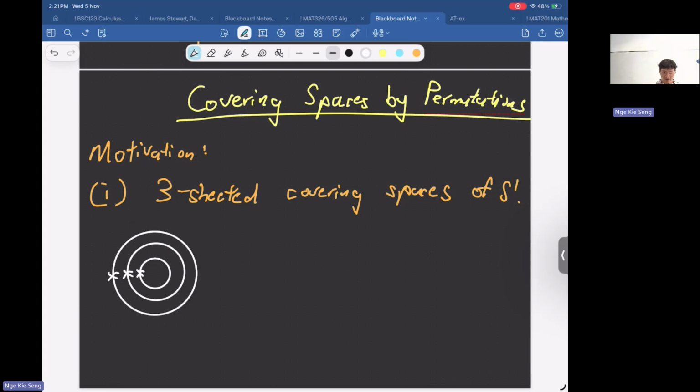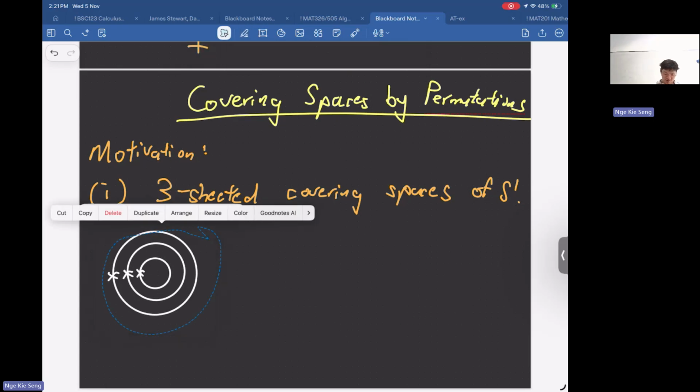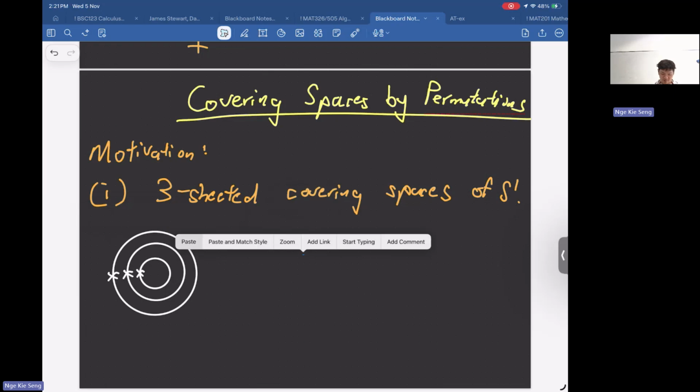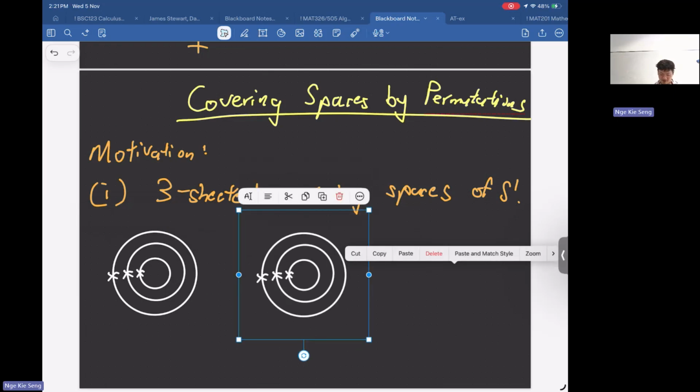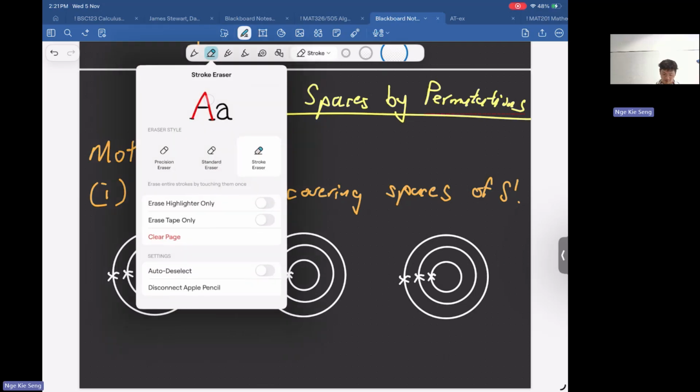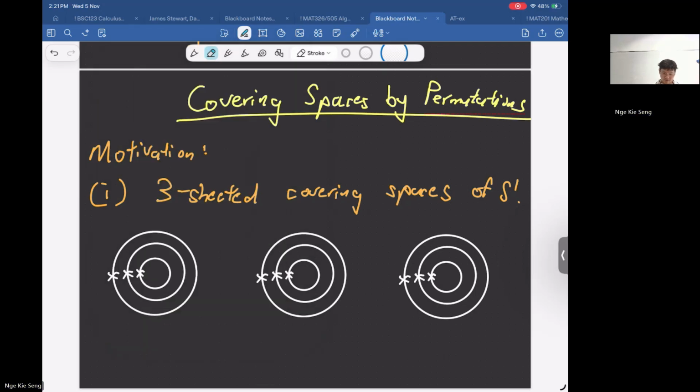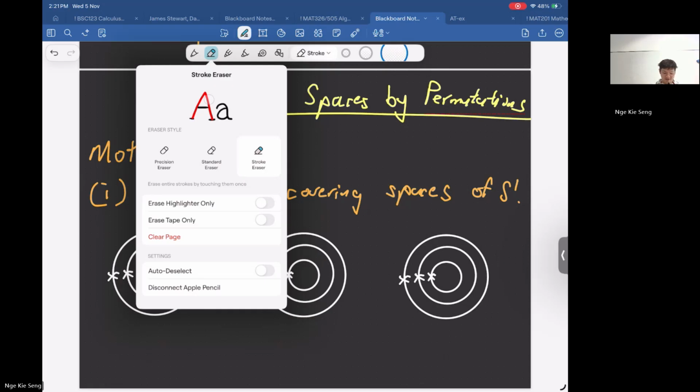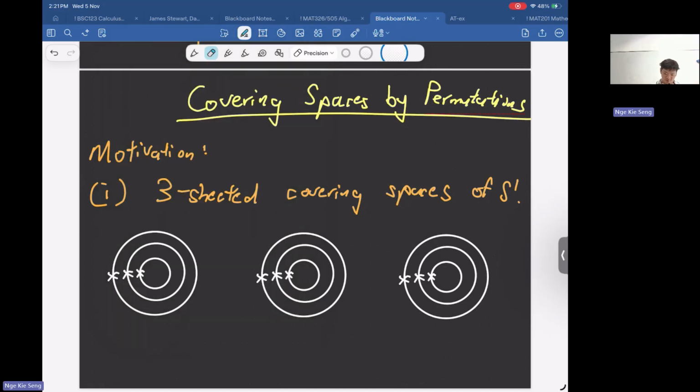Or you can make two of them meet, maybe like this. So okay, let's use this to draw. So maybe I can tell you a bit of grading. Okay, so how about let's break the first two. Okay, let's break this two. Okay, this is also three-sheeted covering.